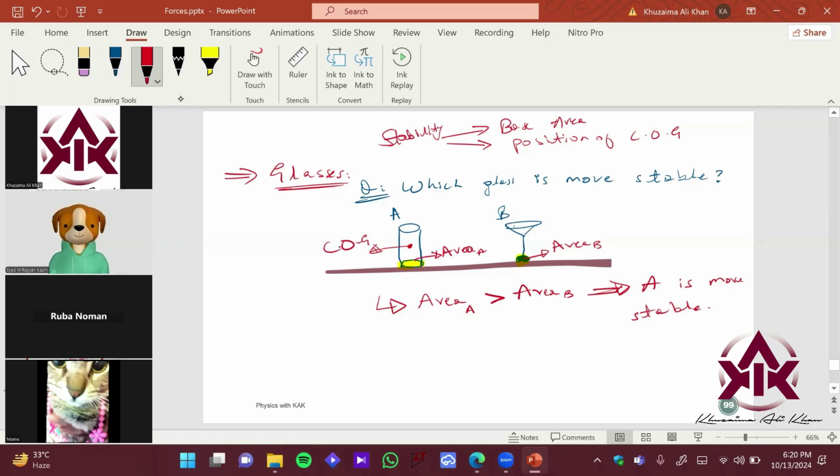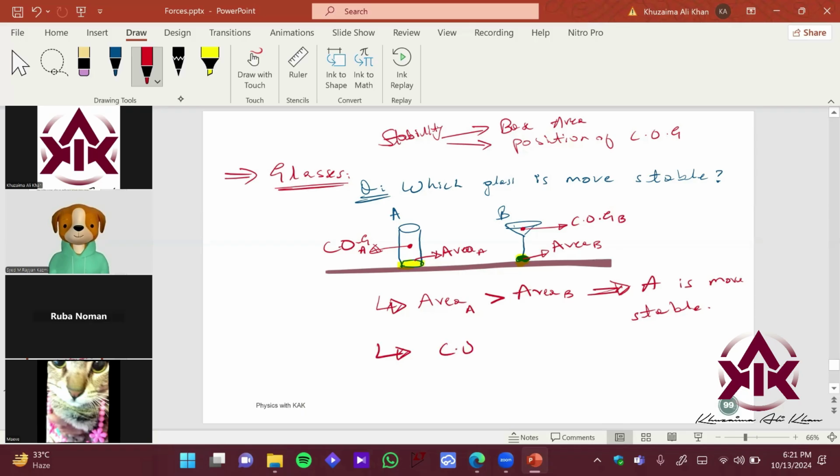But for glass B, it would be roughly around here, right? Because most of the mass of glass B is at the top, so it would have a center of gravity which is higher than that of glass A, right? So the lower the center of gravity, the more stable it is, right?